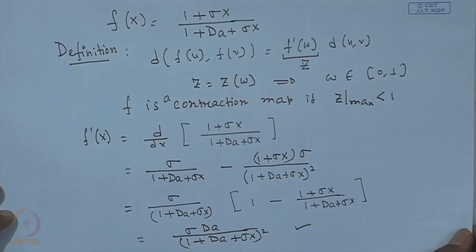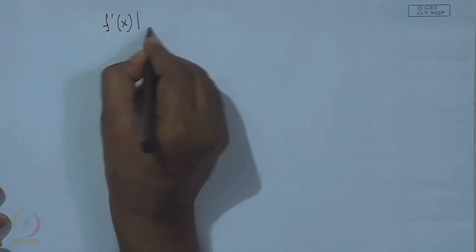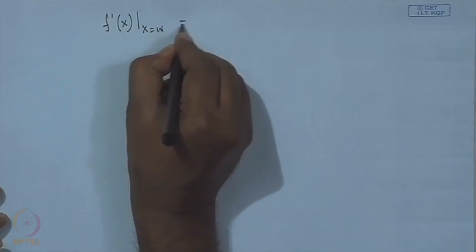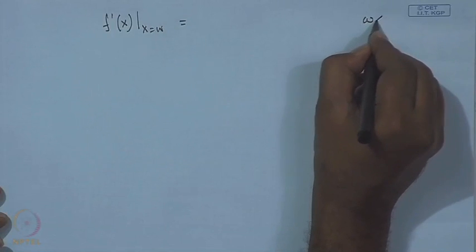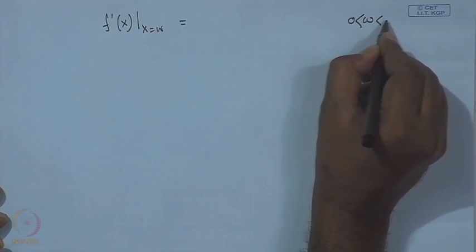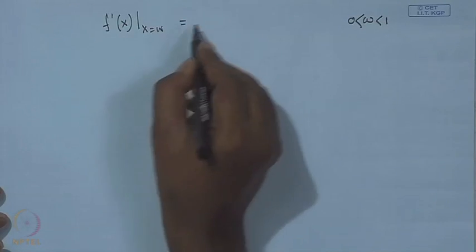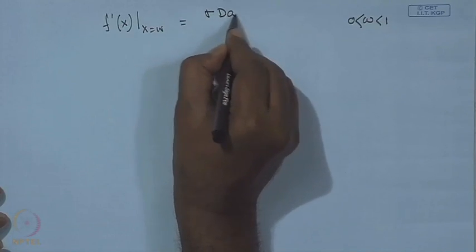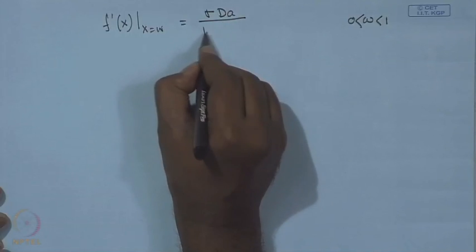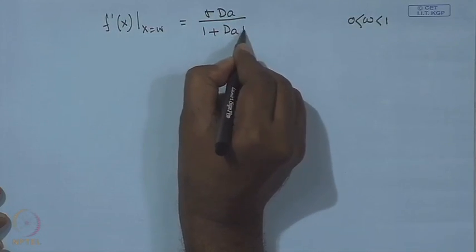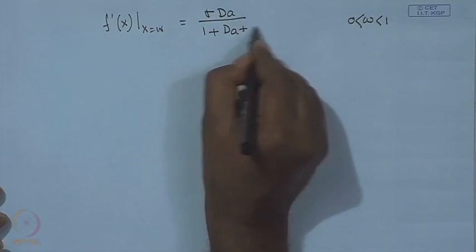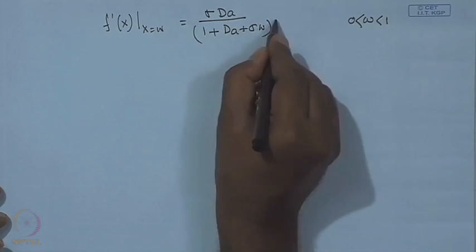Next, we evaluate f prime x at x is equal to w. w is somewhere in between the domain of x, that is from 0 to 1. So, therefore, this becomes sigma dA divided by 1 plus dA plus sigma w whole square.